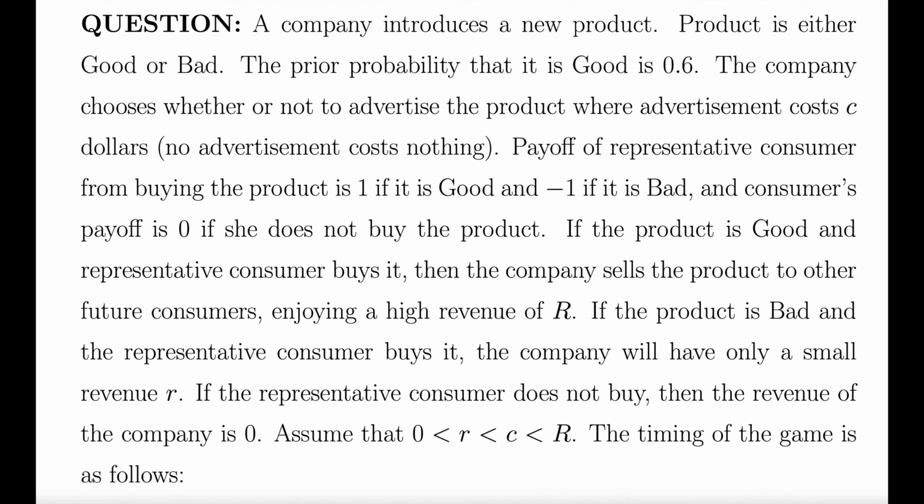Here's the question. There's a company, and the company introduces a new product. The product is either good or bad. The prior probability that it is good is going to be 0.6. The company chooses whether or not to advertise the product, where advertisement costs $C and no advertisement costs nothing, $0.